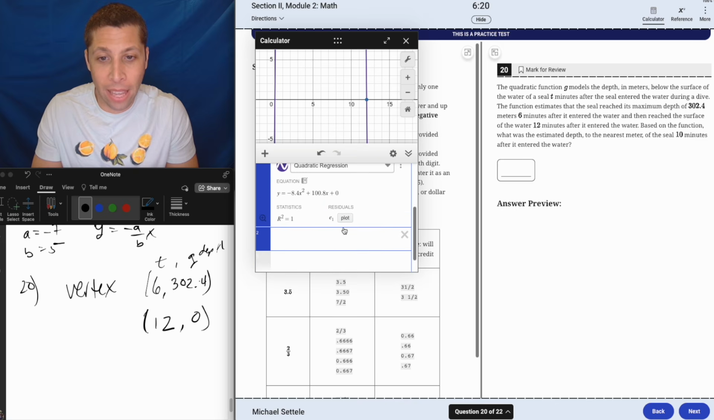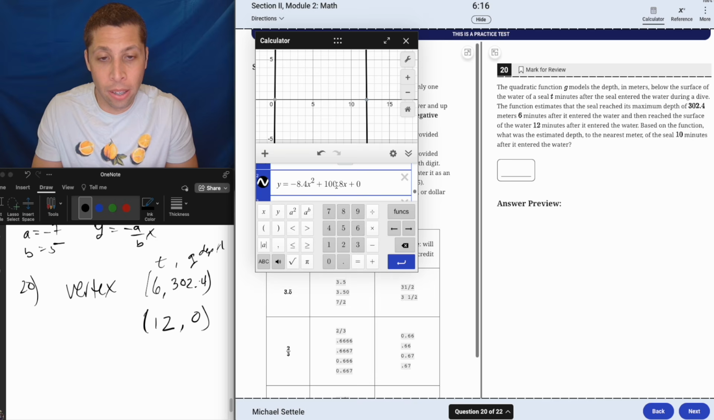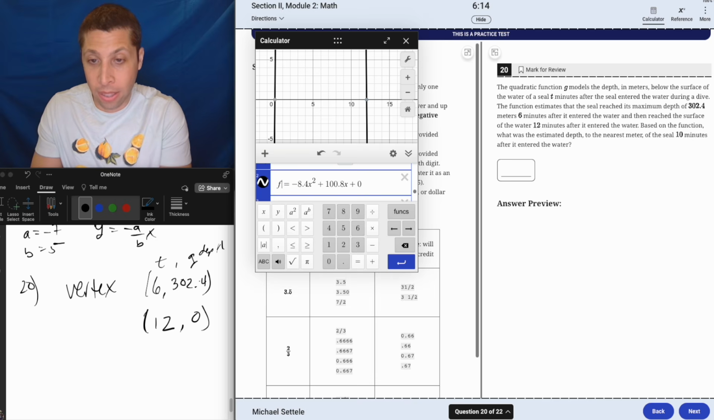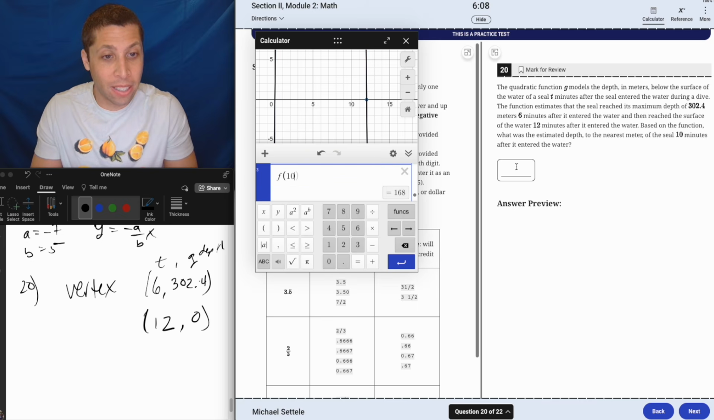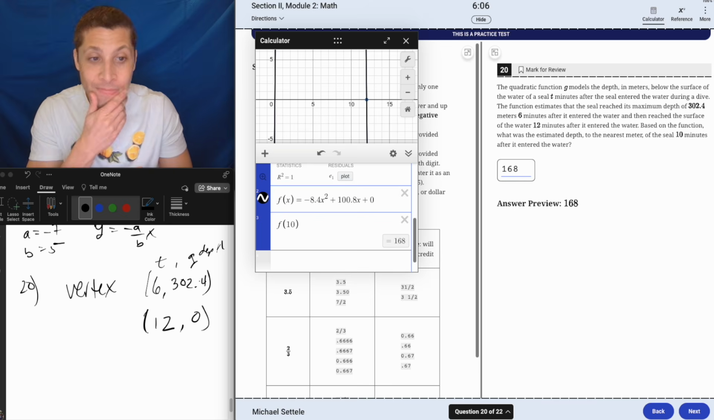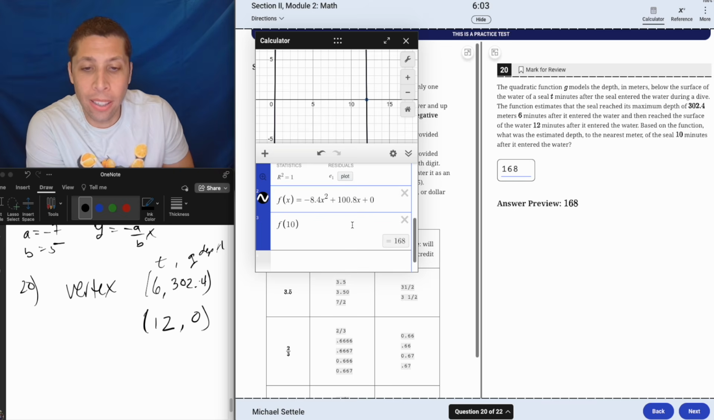I think I can do this. It's going to put it there. And what if I just made this f of x, and then I did f of 10, 168. Okay.